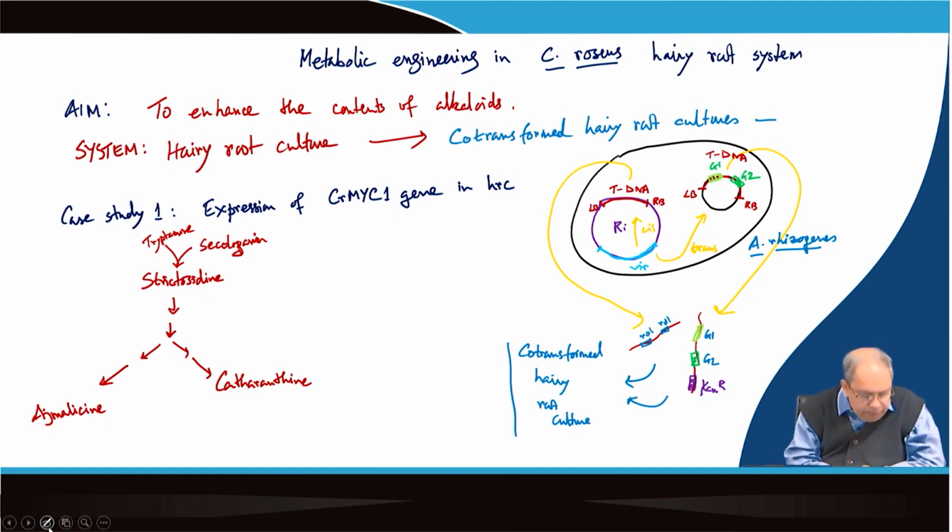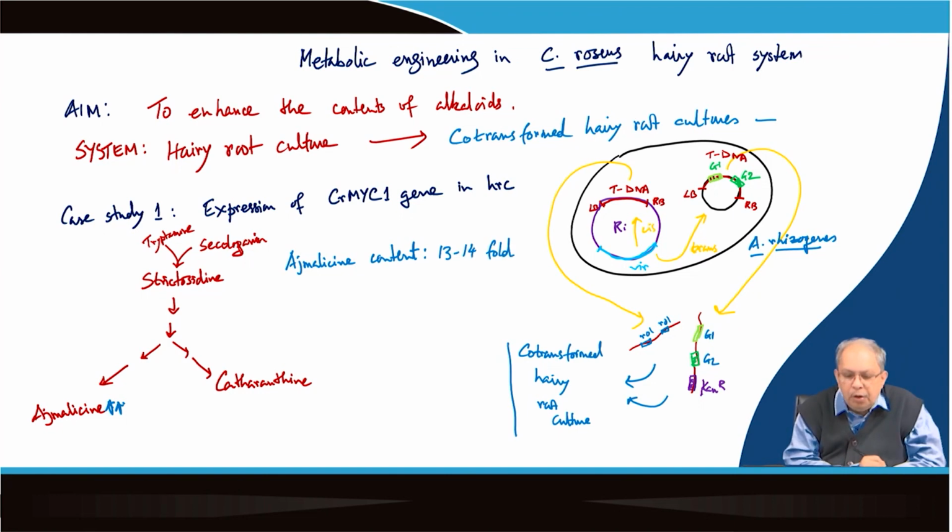So, what happened, the outcome? The outcome is this, that azmalicin content enhanced by 13 to 14 fold as compared to the wild type hairy root. So, this is pretty enormous, and the catharanthin content also enhanced, but that is not that much, that is only 3 to 4 fold.